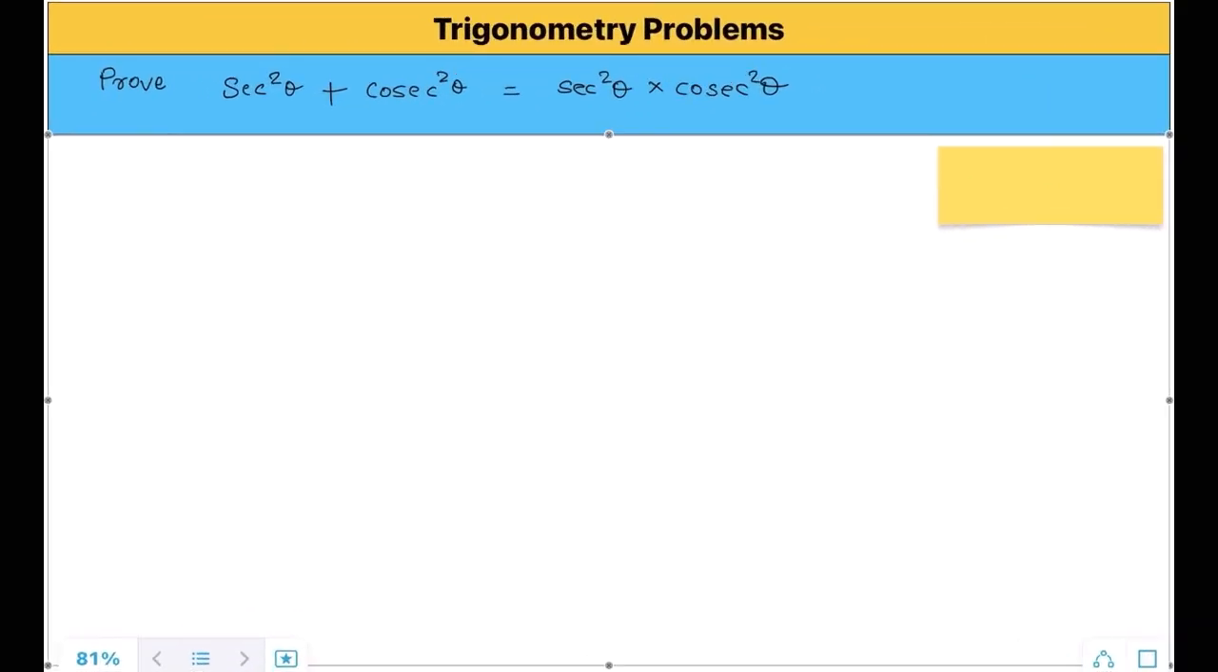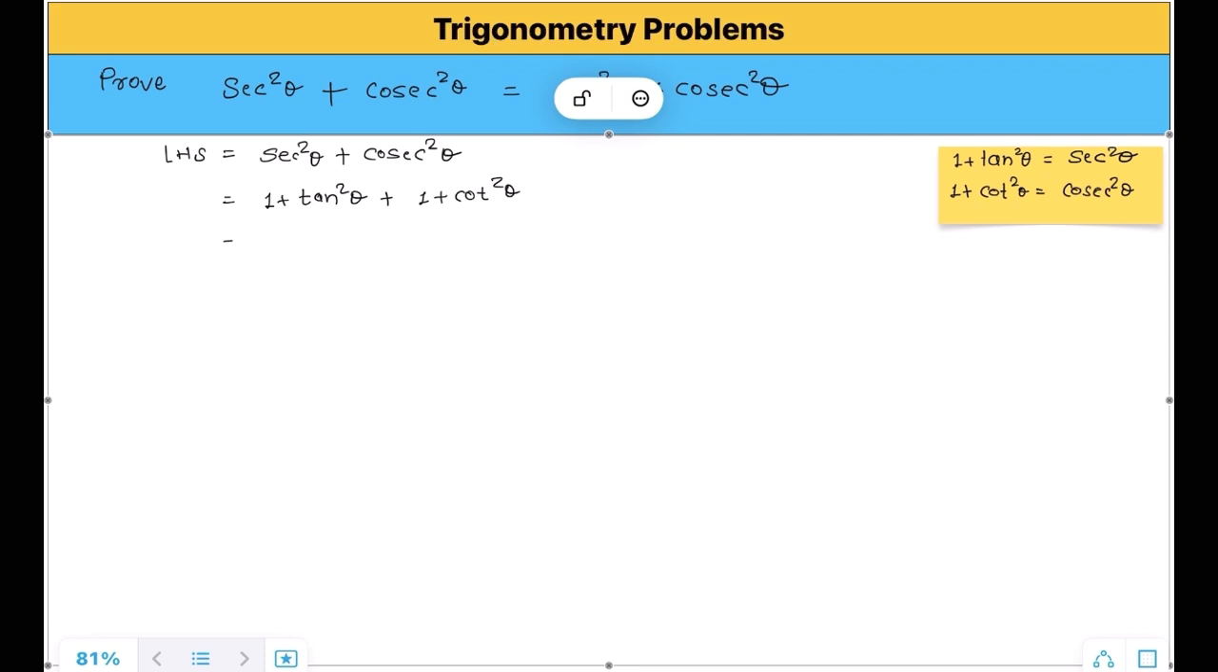Let us solve the next problem. We have to prove sec square theta plus cosec square theta is equal to sec square theta into cosec square theta. As usual, we will take the LHS first. We have already learned two trigonometric identities: 1 plus tan square theta is equal to sec square theta and 1 plus cot square theta is equal to cosec square theta. Let's replace sec square theta and cosec square theta by these. What we get is LHS as 1 plus tan square theta plus 1 plus cot square theta.